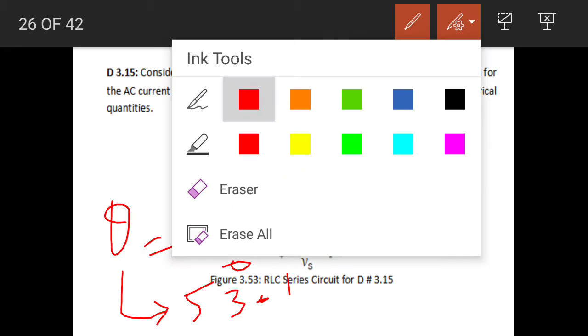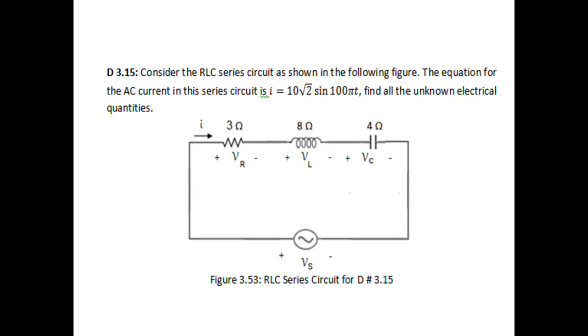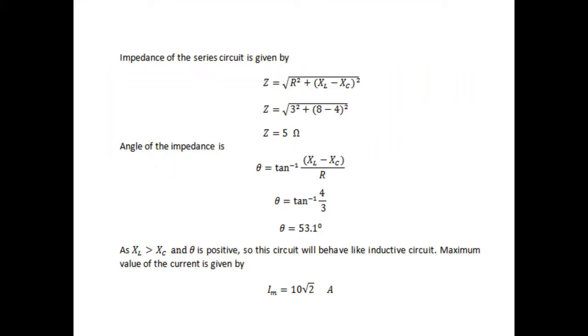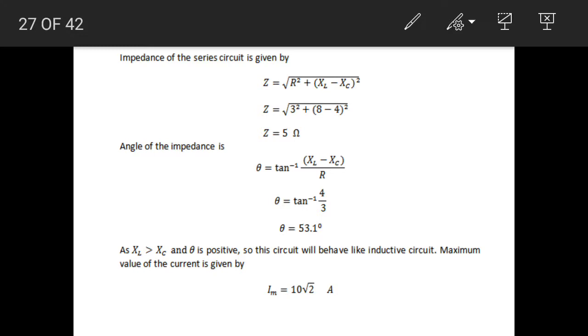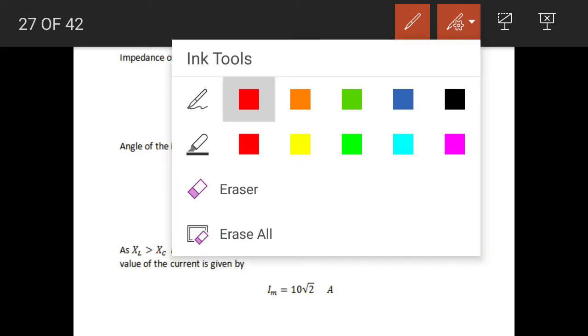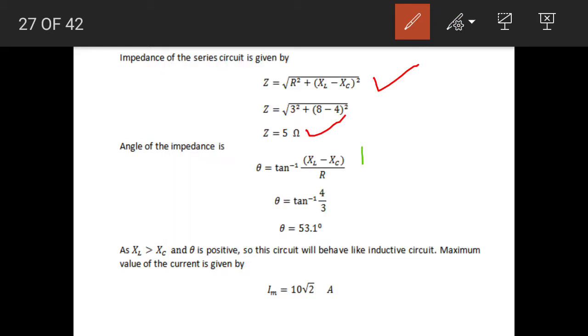Anyhow, there are so many ways to calculate the impedance of this series combination and the value of theta. So we calculate the impedance of this series combination with the help of this particular equation. The magnitude of the impedance is 5 ohm. We calculate theta with the help of this particular equation, and theta comes out to be 53.1. So this circuit behaves like inductive circuit. Why? Because XL is greater than XC.